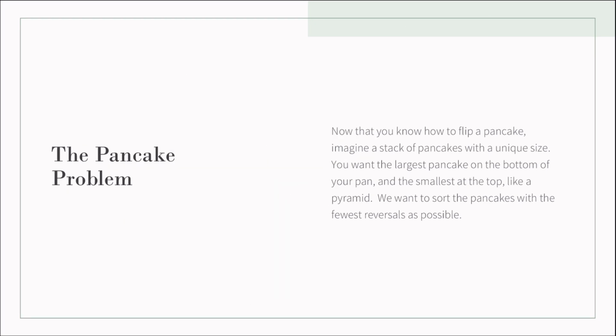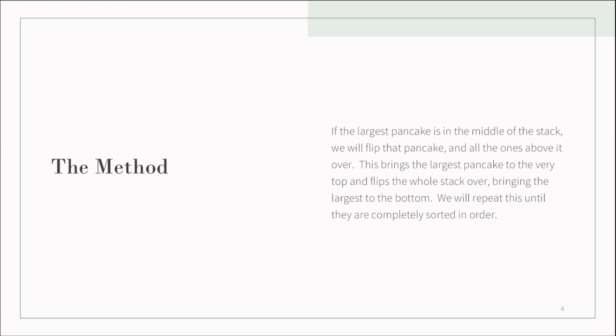Now that you know how to flip a pancake, imagine a stack of pancakes with a unique size. You want the largest pancake on the bottom of your pan and the smallest at the top, like a pyramid. We want to sort the pancakes with the fewest reversals possible. So how do we do this?